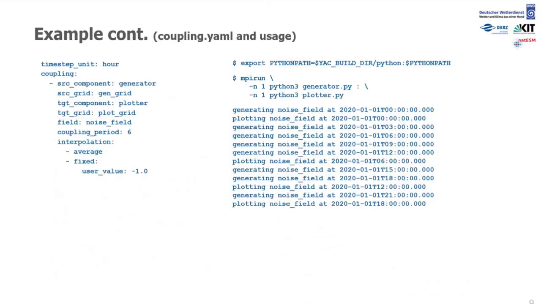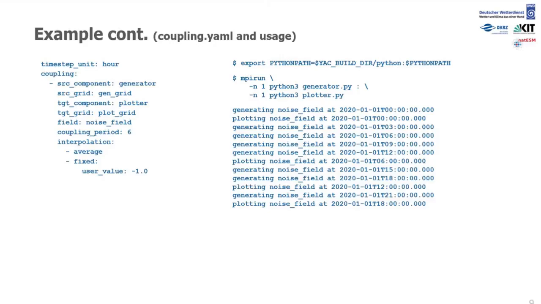This is what the configuration time looks like. We have a time unit of an hour. We have a single couple, the source component being the generator, source grid, generator grid, and so on. Field name is noise. We want to couple it every 6 hours. The interpolation is an average interpolation, basically a linear interpolation, followed by a fixed interpolation that assigns a user value of -1 to all remaining points.